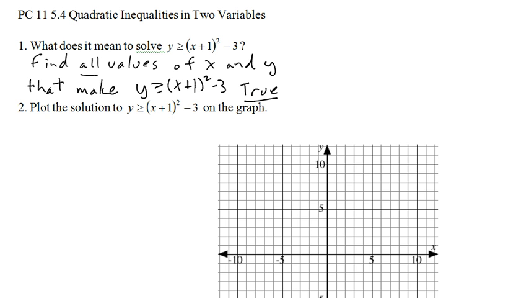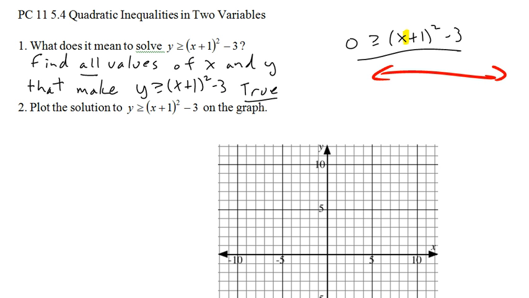The hardest thing I find students have with this lesson is they get it mixed up with finding the solution to 0 is greater than or equal to (x + 1) squared minus 3. Notice this one, we're only trying to find the values of x that make it true, so our solution is going to be on a number line. For this one, we need to find values of x and y, which means our solution is going to have to be on a graph.